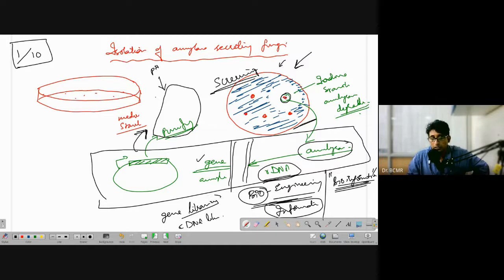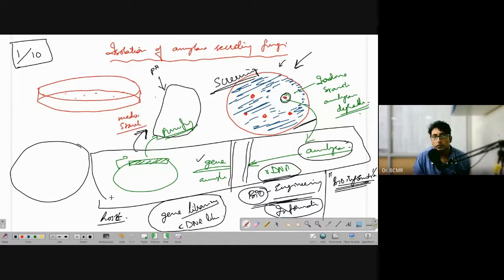And to construct the gene libraries and cDNA libraries, we have to keep several factors in mind about the host, right? And if you have constructed the gene library and cDNA library, and assume it is E. coli, after that you have spread plated it. We will discuss gene library and cDNA library in detail again.